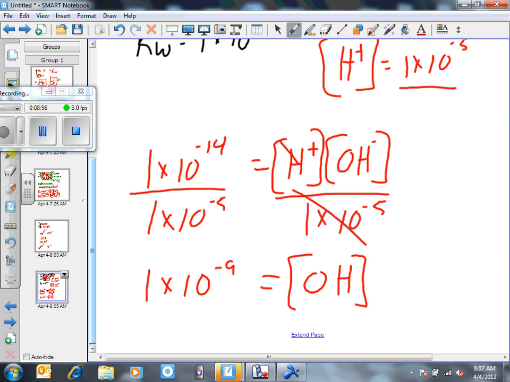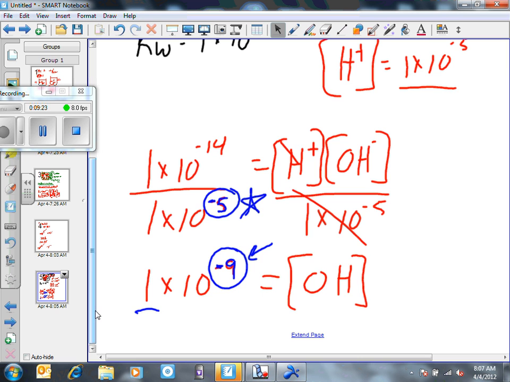Now, a common misconception here is that, hey, if this number gets bigger, that means this number gets bigger. But the reason why this is a bigger number is because it's negative. And it's negative 5 versus negative 9. So this one is a smaller number. And so I can see that my hydroxide concentration is 1 times 10 to the negative 9th in this situation.